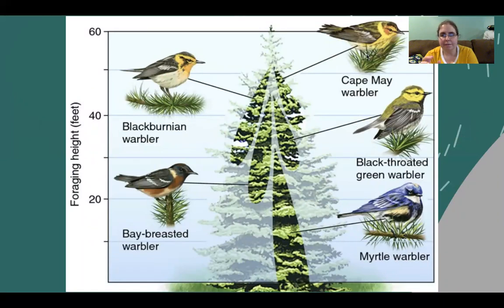We have 5 different warbler species of birds here. They're going to feed on very, very similar foods and the same kinds of seeds and even be within the same tree, but they're going to stay to different sections of that tree. So because they're foraging in different sections and parts of the tree, they're not going to be as much in direct competition, even though they are looking for the same food.